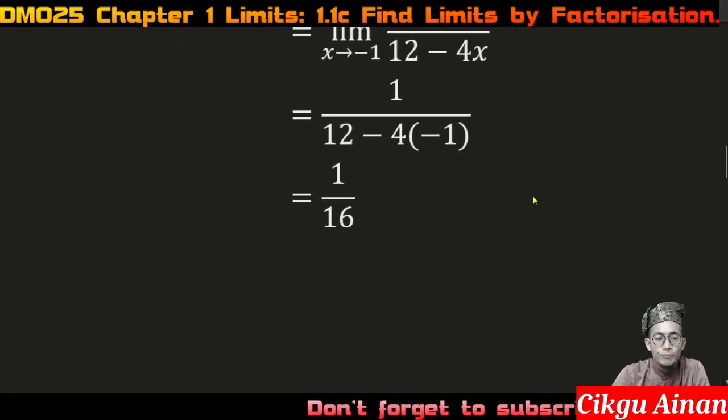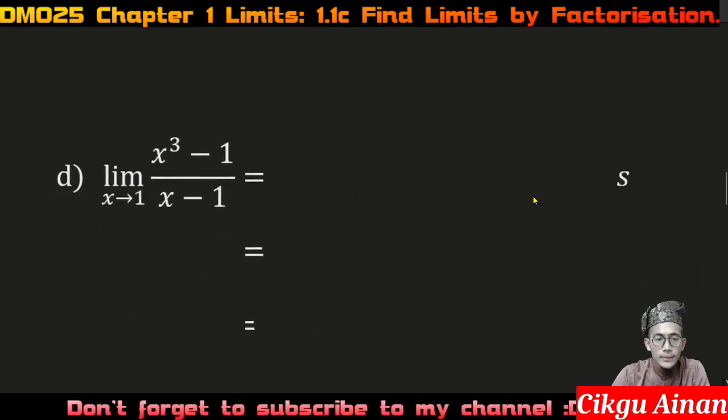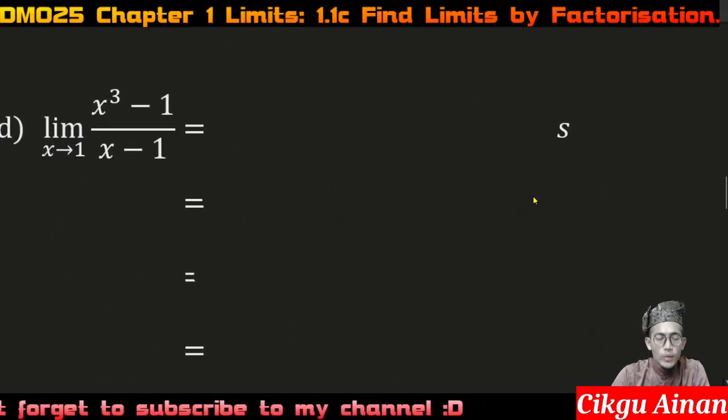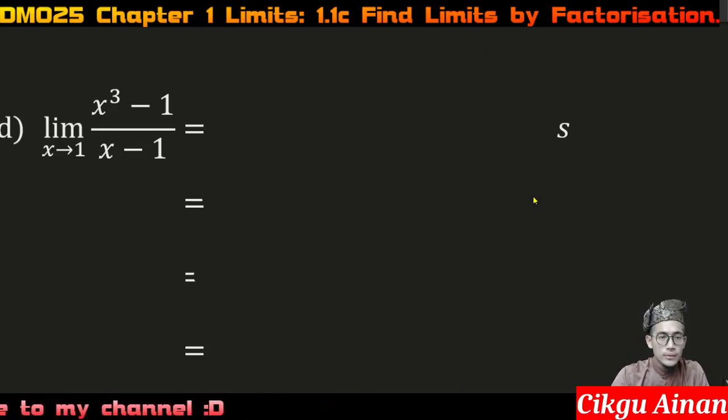Now let's continue with the next example. For this one, we have one fraction only. Thank God, not like previously.